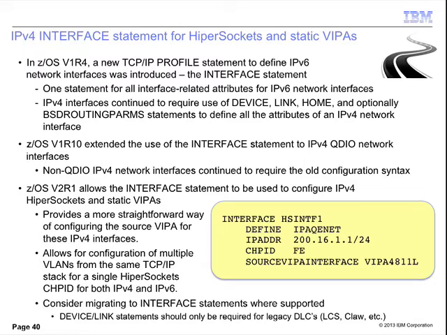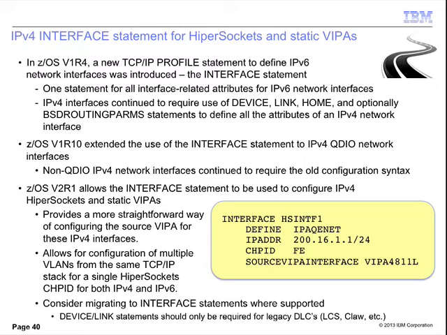The next chart, another simplification step in 2.1, is the implementation of the IPv4 interface statement for hypersockets and static VIPAs. As I said earlier, way back in V1R4, we did our initial IPv6 stack implementation. And when we did that, we came up with this new interface statement to replace the old device link home model. And that was the way you defined IPv6 interfaces. That's the way it's always been. But when we did that, that was only for IPv6 interfaces. IPv4 interfaces you still defined according to the same old way. Device link home, maybe BSD routing params.